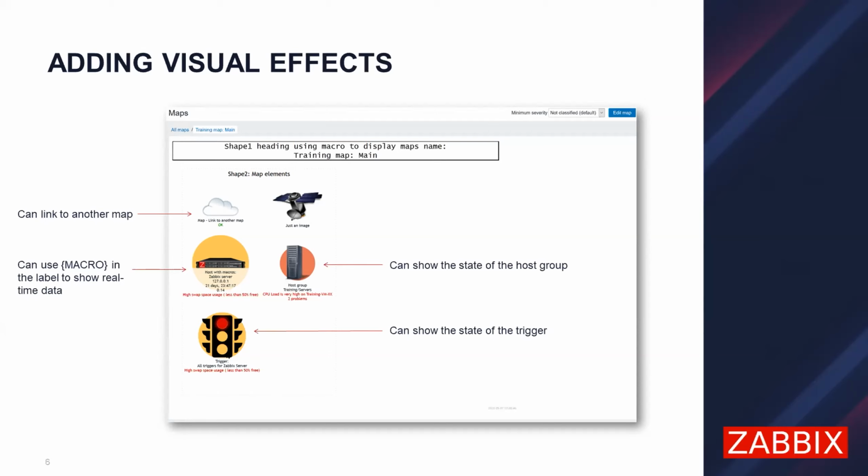So, for example, the last one is the lights. You can show the status of a trigger. This trigger also can depict, for example, the status of different host groups or any particular server, or just the general status of your system. For example, if you have some threshold for a number of problems or a number of triggers, then it can depict the general status of your system.